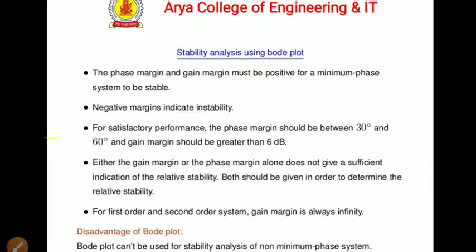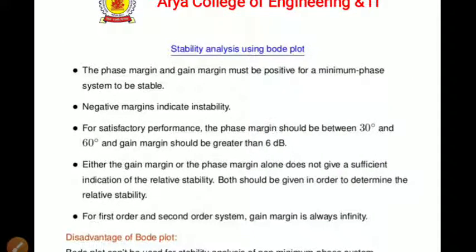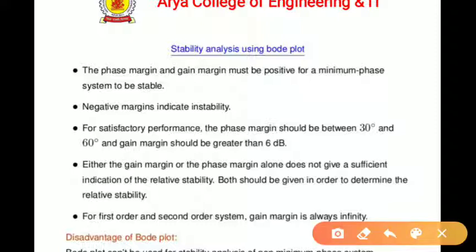Now we have some stability analysis using the Bode plot. The phase margin and gain margin must be positive for a minimum phase system to be stable, and negative margins indicate instability. Another important thing is that for satisfactory performance, the phase margin should be between 30 degrees and 60 degrees and the gain margin should be greater than 6 dB.